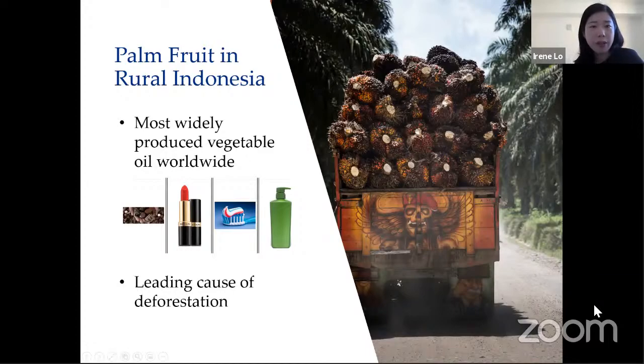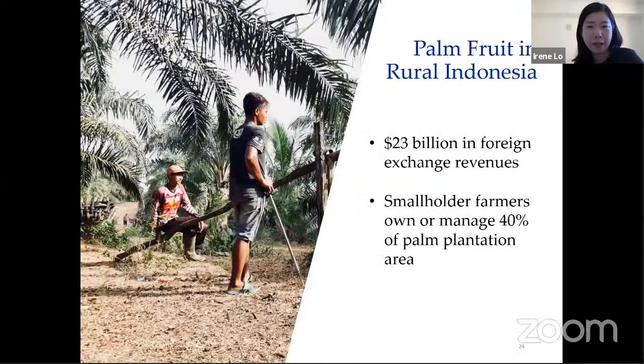And so we focused on Indonesia because Indonesia is one of the largest sources of global production. More than 53% of global production of palm oil is from Indonesia. Palm oil production accounts for $23 billion in foreign exchange revenues in Indonesia each year. And also smallholder farmers own or manage a significant proportion of oil palm plantations, and they comprise about 30% of the labor force. So there's really an opportunity to help the smallholder farmers in this context.